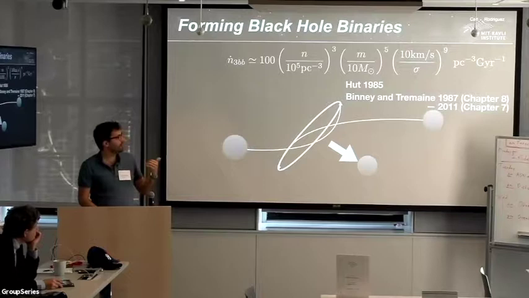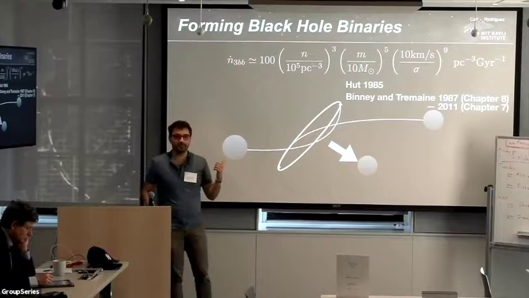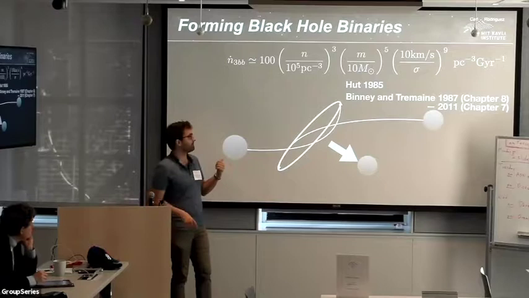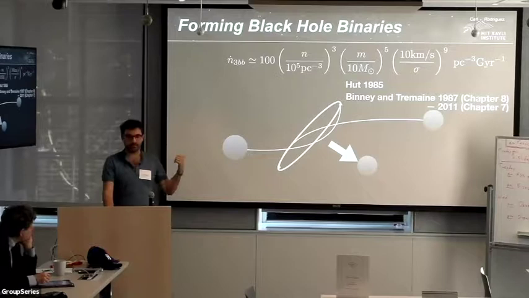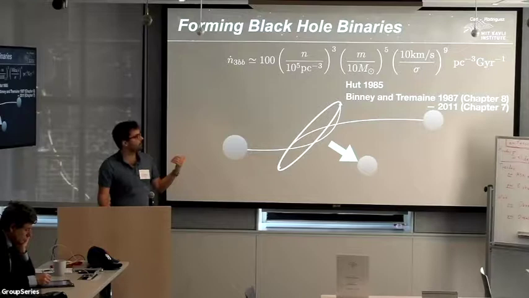And this calculation, as far as I know, was first done by Heggie in 1985. I can come up with a pretty good estimate for the rate of three-body formation of binaries in a dense stellar environment. So what I've done here, because this is what I work on, is take parameters similar to a globular cluster: if I have a number density of 10 to the 5 10-solar-mass black holes, and a velocity dispersion of about 10 kilometers a second, I'll get about 100 of these per parsec cubed per gigayear.